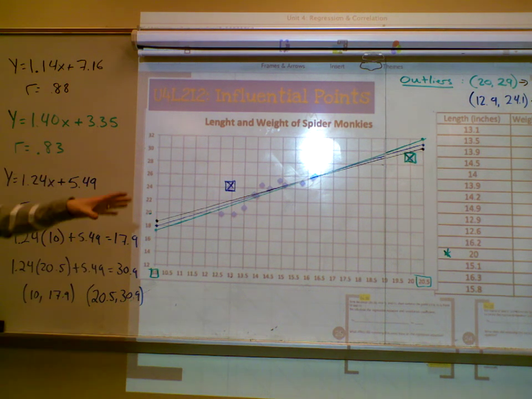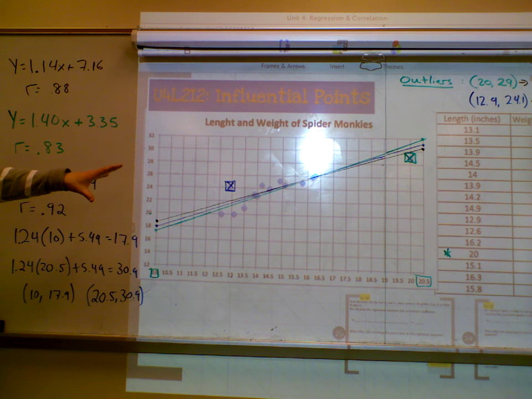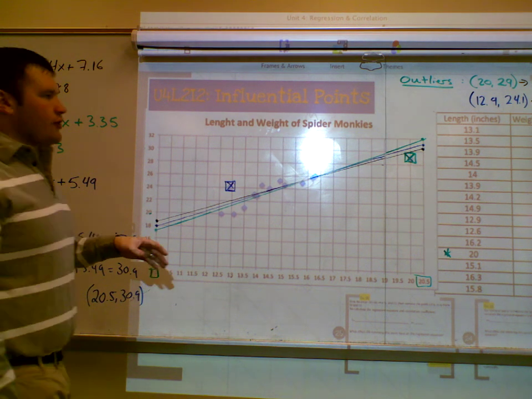Now, do you need to graph the lines every time, Faith? No, you don't, all right? You can just look at the equations. I just forgot which one's more influential. Alright. Now, would you guys consider 12.9 kind of 24.1 influential?